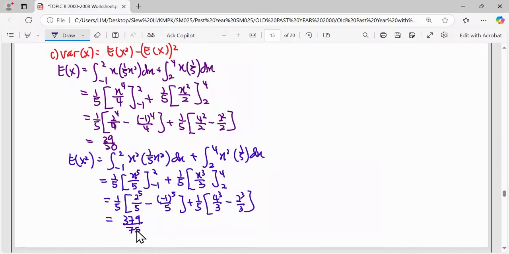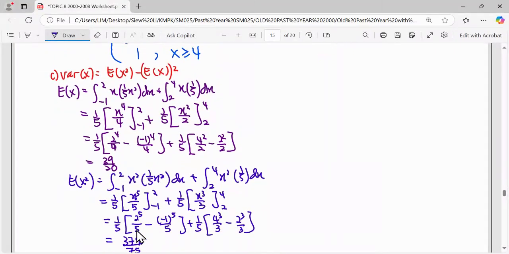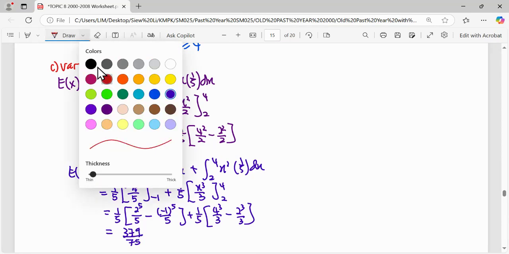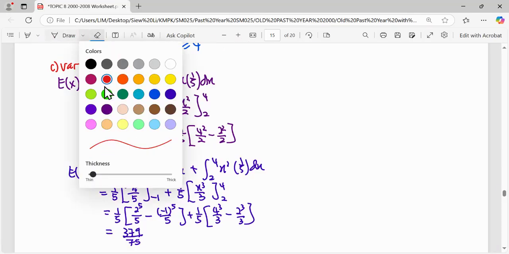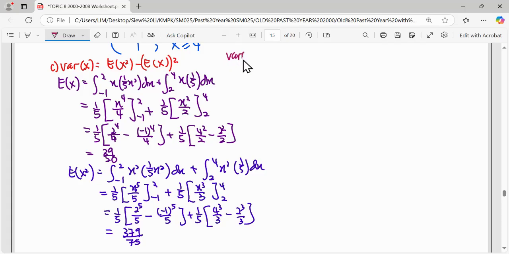And lastly, we find out our variance. Where EX squared minus EX squared. So you get 150.11200. But if you want to put in decimal also can. So this is our first part.